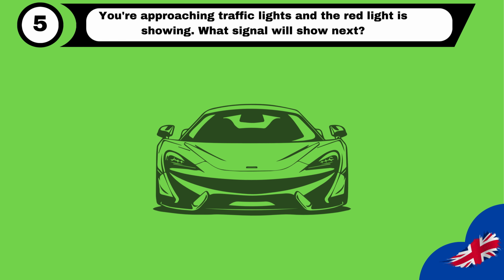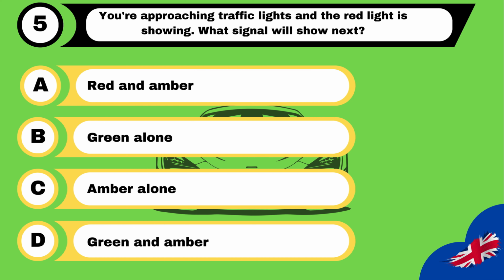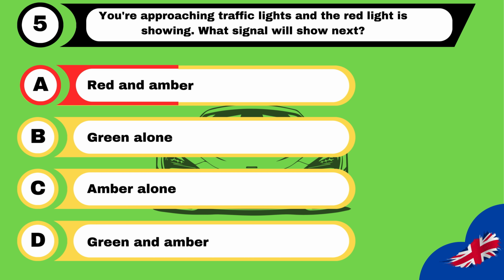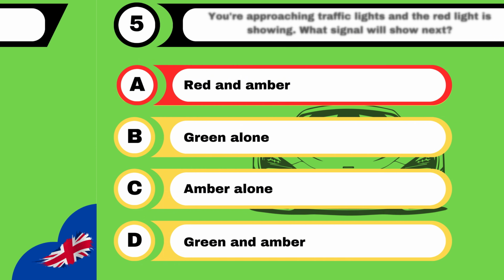Question 5. You're approaching traffic lights and the red light is showing. What signal will show next? A. Red and amber. B. Green alone. C. Amber alone. D. Green and amber. The answer is A. Red and amber.